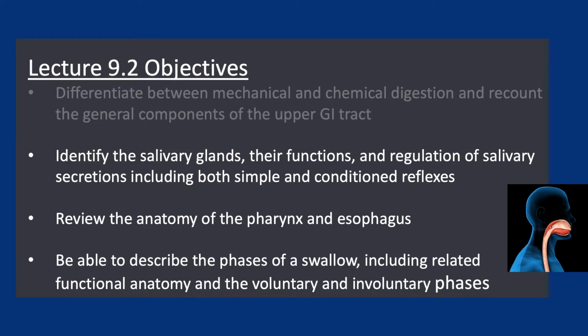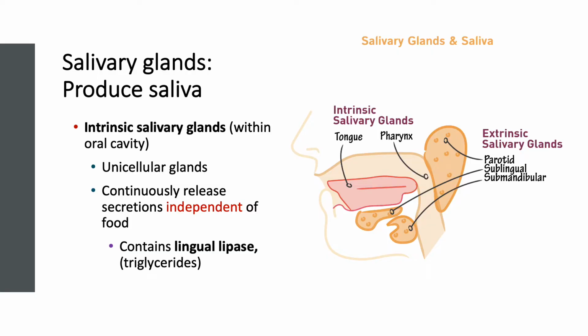Now we're going to look specifically at the types and location of the salivary glands, and then we'll talk about simple and conditioned reflexes that can increase saliva. The salivary glands produce, you guessed it, saliva. And there are two types of salivary glands. There are those found within the oral cavity, and we call these intrinsic salivary glands, and there are those found outside of the oral cavity that we call extrinsic salivary glands.